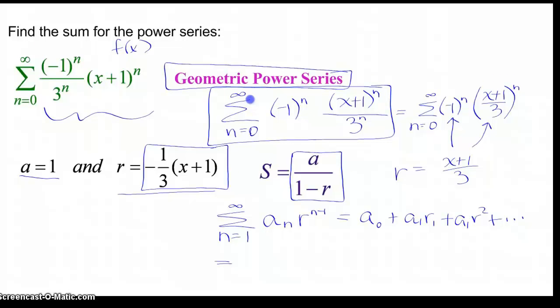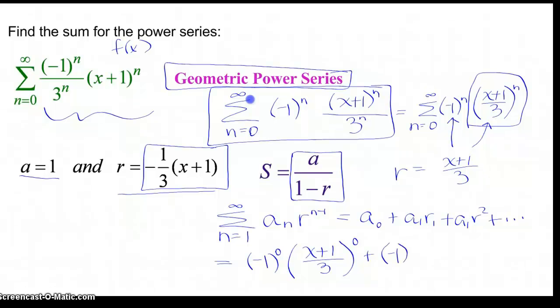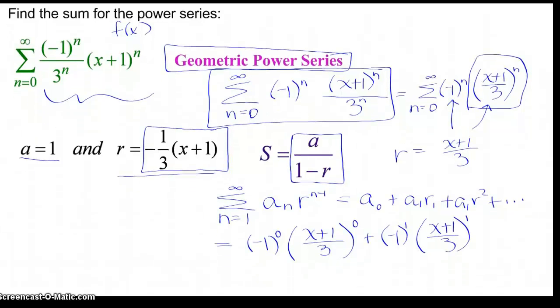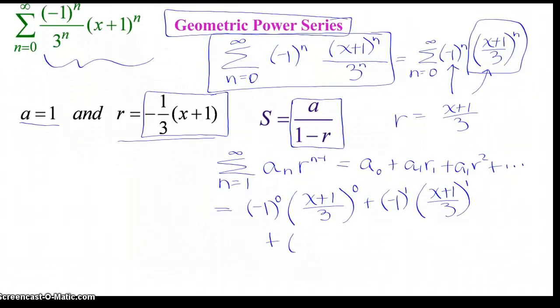So when n equals 0, I'll just write it all down. That's negative 1 to the 0. I'm going to use this form: (x plus 1) over 3 to the 0. And then when n equals 1, that's negative 1 to the 1 times (x plus 1) over 3 to the 1. Give myself a little more room here. The next term would be negative 1 squared times (x plus 1) over 3 squared, and so forth.